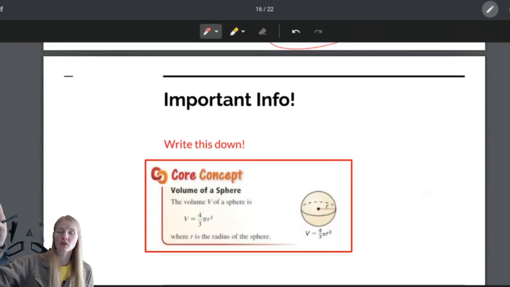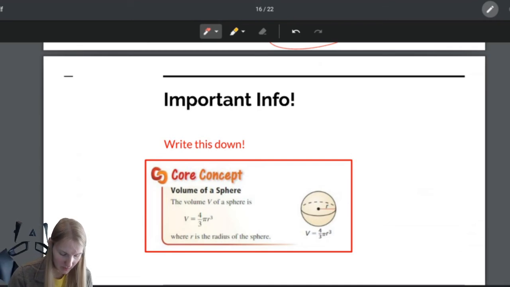Okay. Last thing, we talked about the surface area of spheres. Now we need to talk about the volume of spheres. So, the volume of a sphere is right there.